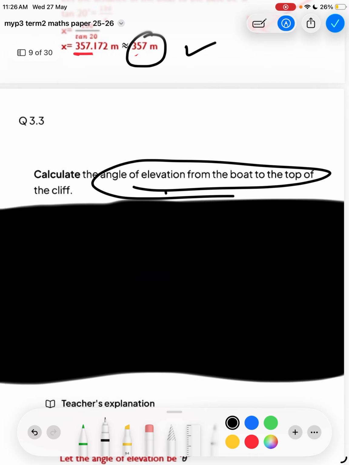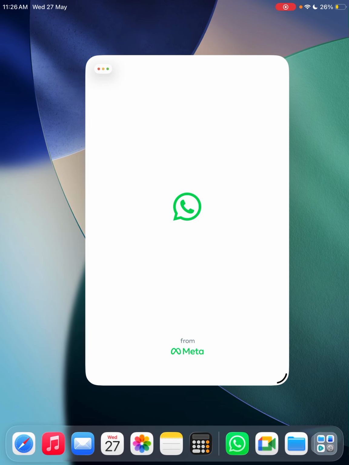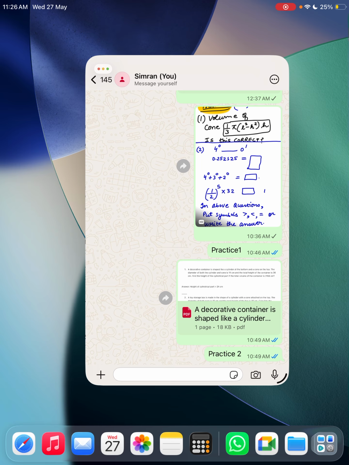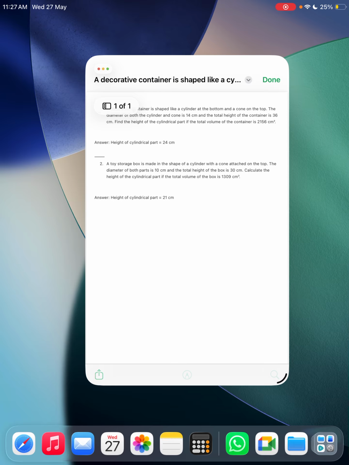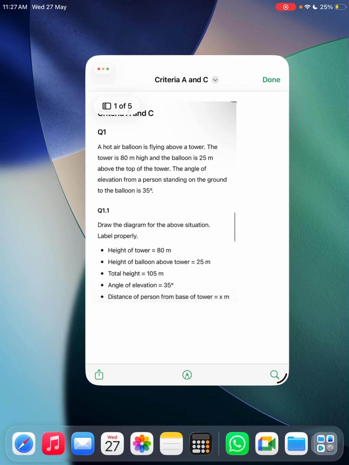After this you need to solve one practice sheet. Okay, and then I'll check that work based on question number 3 only. So I'll just show it to you. You can take a screenshot of this. This is practice 3. Take a screenshot of this.